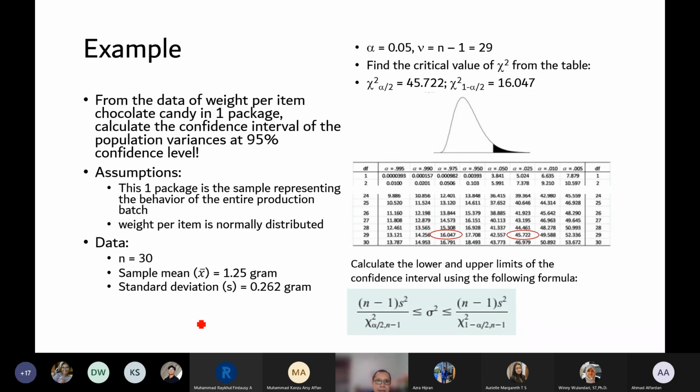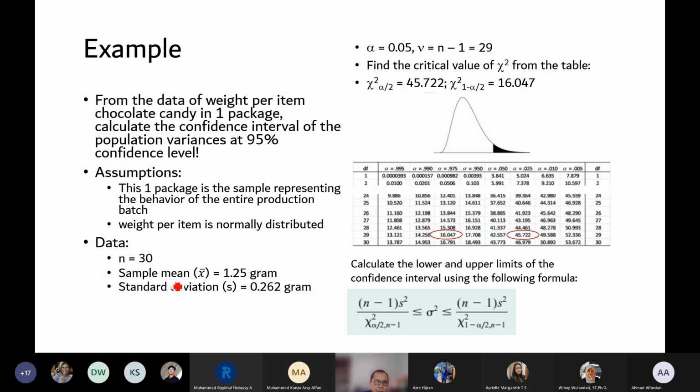So the data is the weight per piece of chocolate candy in one package. And we are asked to calculate the confidence interval of the population variance at 95% confidence level. So what we're doing here is we take one package of chocolate candy and assume that this one package represents the entire population, right? So we open the package and we weigh the chocolate candy piece by piece in that one package, and we come up with this data.